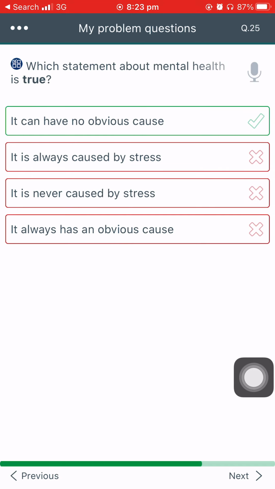Which statement about mental health is true? It can have no obvious cause. It is always caused by stress. It is never caused by stress. It always has an obvious cause.